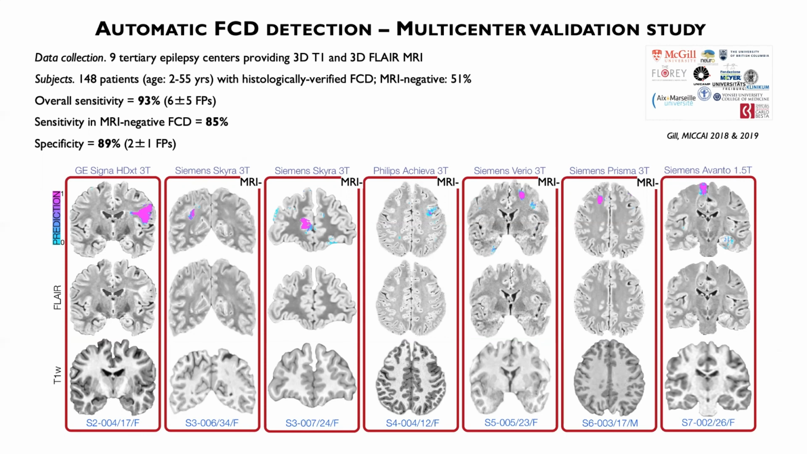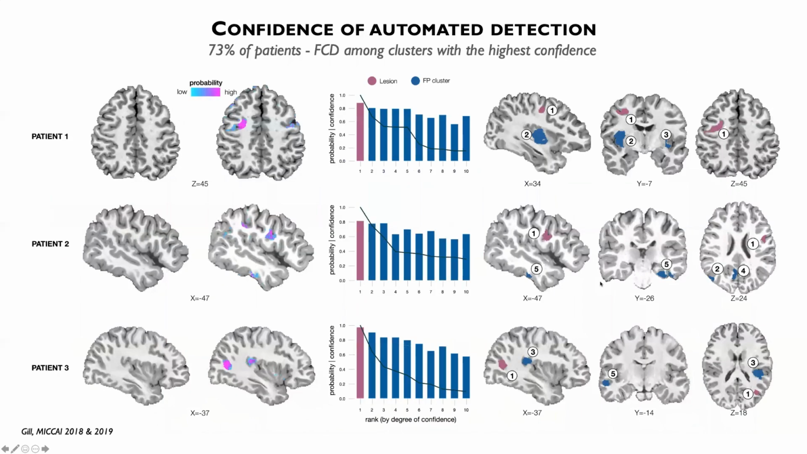Here you can see examples showing the detection across sites, both in adults and children. And I would like you to focus on these 5 MRI negative cases in whom lesions are very subtle and almost invisible. In 73% of patients, the FCD was among the clusters with the highest confidence. In half, it ranked the highest.